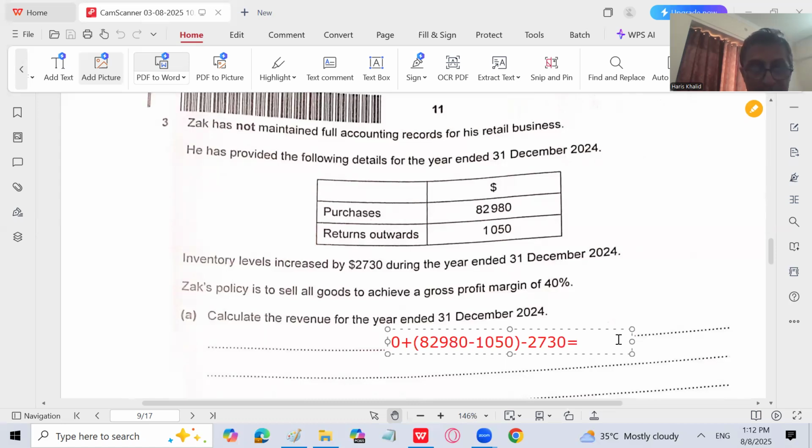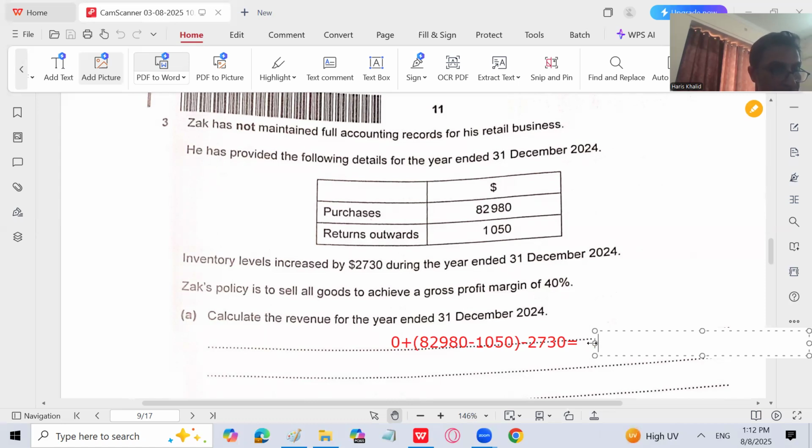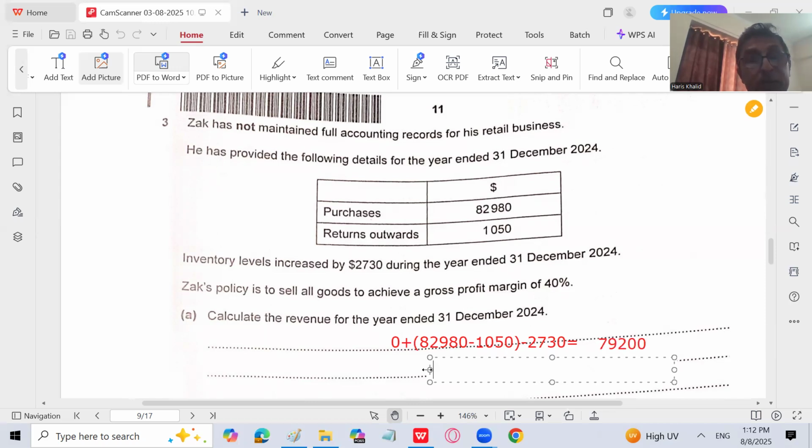So let me write it down. What is the amount of cost of sales? 82980 minus 1050, 81930, minus 2730. So cost of sales is going to be 79200. Now the gross margin is 40%, which is the gross profit margin on sales. I have to convert it into markup. So the formula for markup into margin is 40 over 100 plus 40, 40 over 140. But for margin into markup, it is 40 over 100 minus 40, that is 40 over 60.